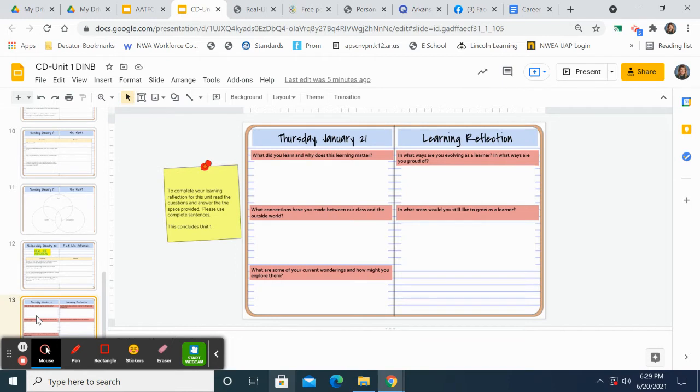And my last slide of every unit is this learning reflection, like I've said. So I ask my students the same 5 questions at the end of each unit. What did you learn? Why does this learning matter? What connections have you made between our class and the outside world? What are some of your current wonderings and how might you explore them? In what ways are you evolving as a learner? In what ways are you proud? And what areas would you like to grow as a learner?